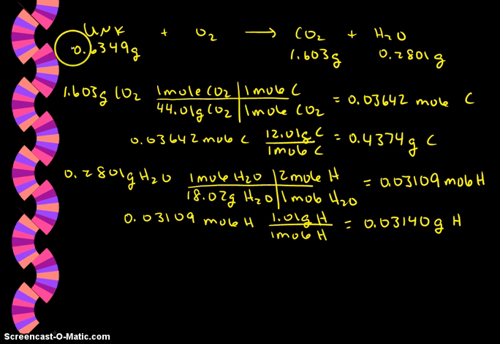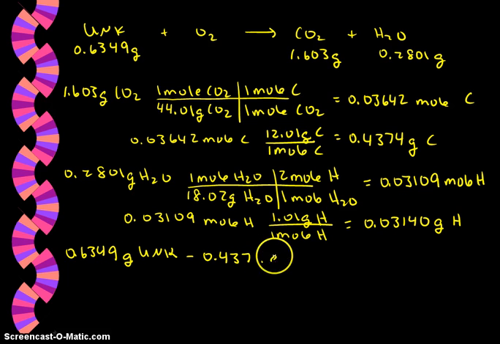So to figure that out, we're going to take the total mass of the unknown, subtract the mass of the carbon and the mass of the hydrogen, and what's left over will be the mass of the oxygen. So we have 0.6349 grams of our unknown. We're going to subtract 0.4374 grams of carbon. We're going to subtract 0.03140 grams of hydrogen, and that's going to give us our grams of oxygen. So we're going to have 0.1661 grams of oxygen. So to figure out our empirical formula, we're going to have to convert that to moles.